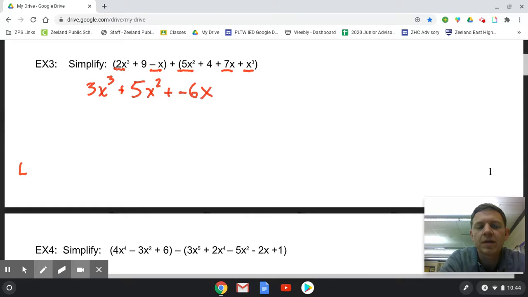All right, and then are there any terms without x's? There are 2. There's a 9 and a 4. Put those together and you get 13. There it is. That's all there is to simplifying polynomials.